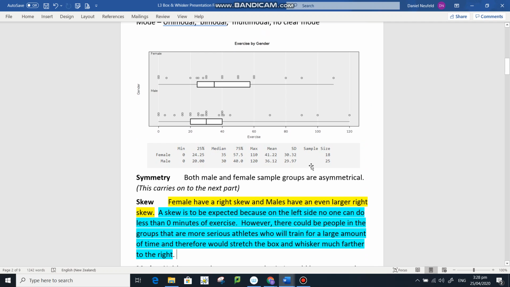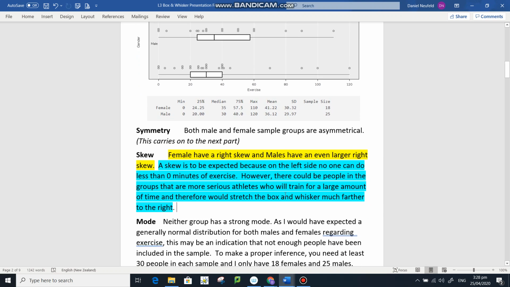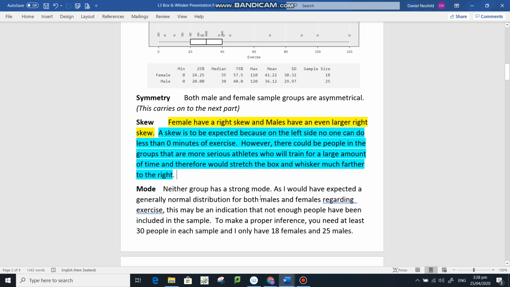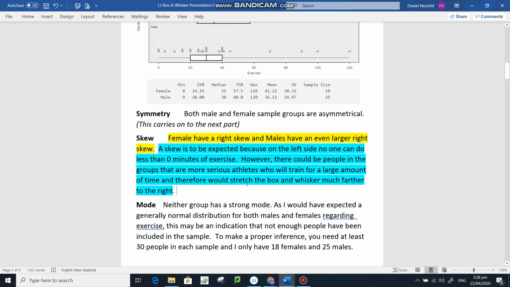This case is a little bit special because our sample is so small. Generally, if you don't have a mode for something like this, where you would expect that the majority of people are in a certain area, which would give you what we call a normal distribution curve, one big hump in one spot, if you don't have that, it generally means you don't have enough people in your sample. You're missing all the people that would actually fill it out.